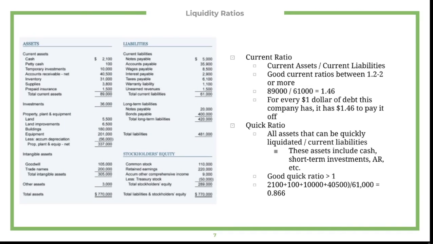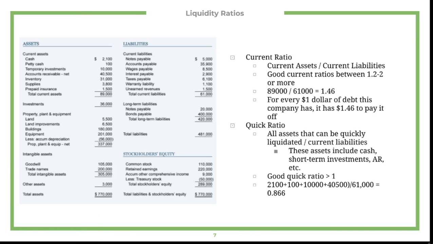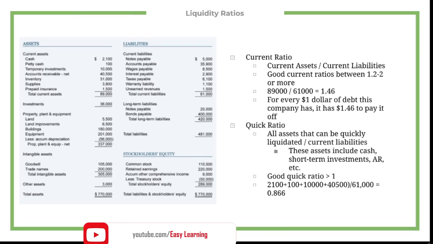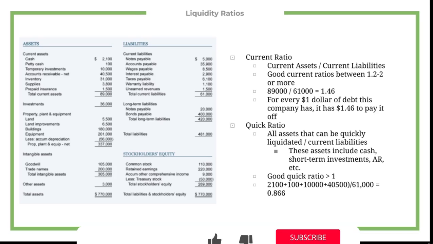So we have our current ratio, which is our total current assets divided by our total current liabilities. And generally, the rule of thumb is that good current ratios have to be between 1.2 and 2, or they can be greater than 2. And for our example, our current ratio is 89,000 divided by 61,000. So that's 1.46. And the way to interpret this is that for every $1 of debt that the company has, they have $1.46 to pay it off. So it seems to me that they're pretty well placed.